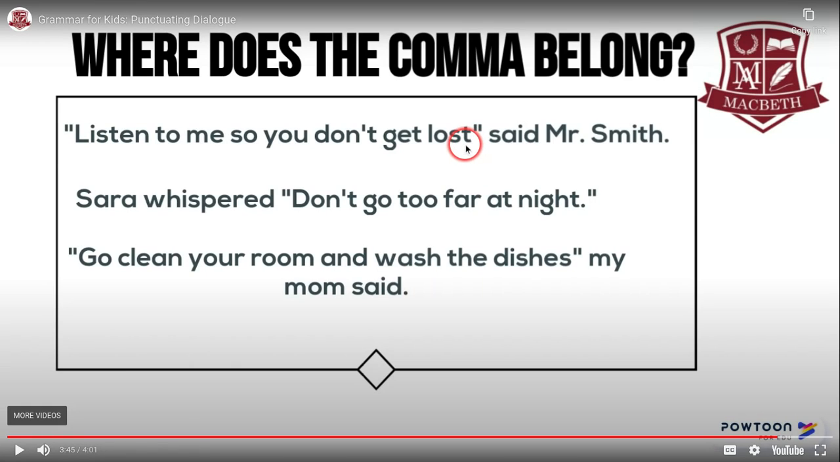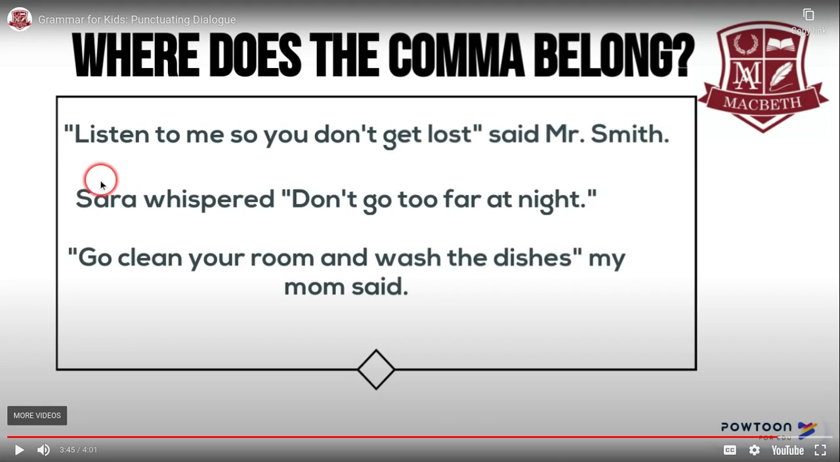Okay, so anytime we have our dialogue tag at the end, we need to make sure that our comma is inside the quotation marks. And our comma just takes the place of a period. So if we're not putting a question mark or an exclamation mark, and we would usually just put a period, we're going to put a comma instead because the period is right here.